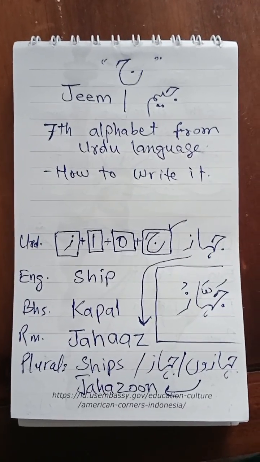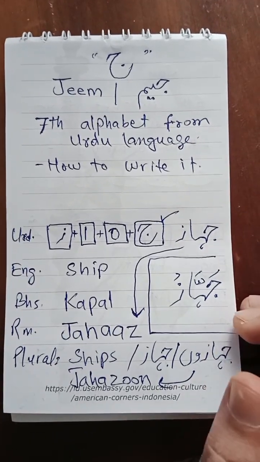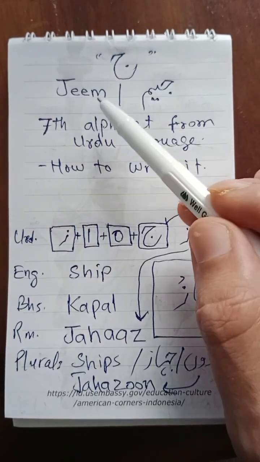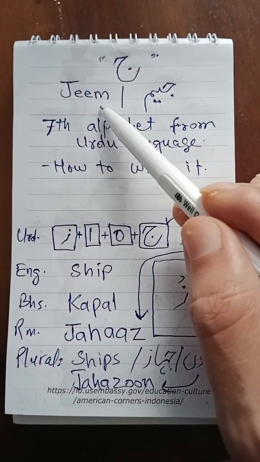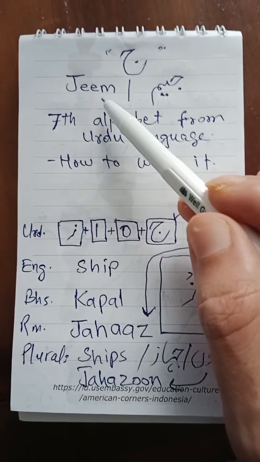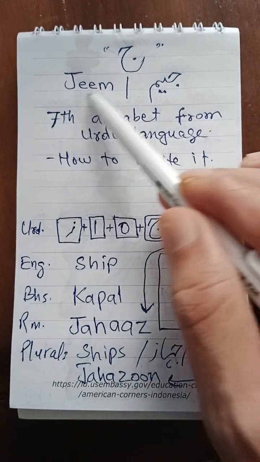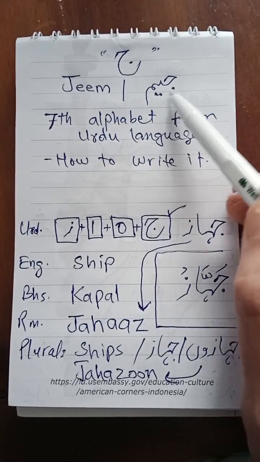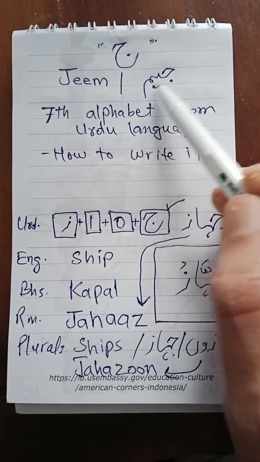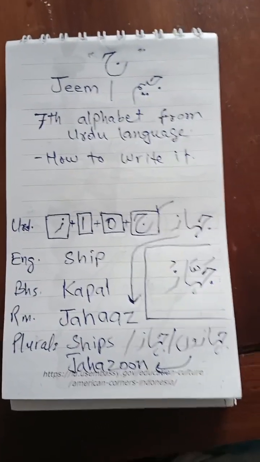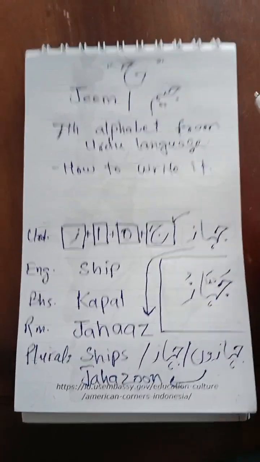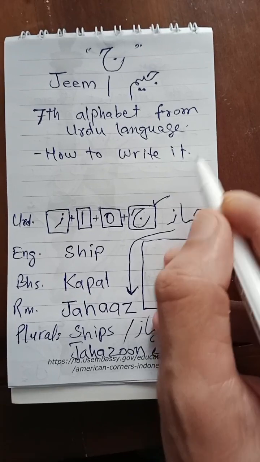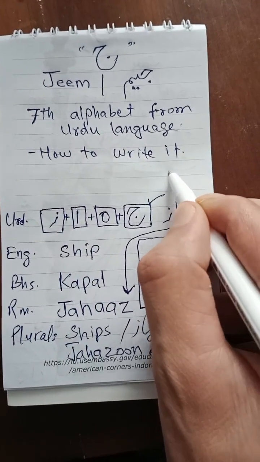Today we will learn the seventh alphabet from the Urdu language. It's called Jeem, like this, Jeem. Its pronunciation with sound is like Jeem, Jeem. So in Urdu, we just write for pronunciation like this, Jeem, Jeem. So for your understanding, how to write it? Here we can practice like this.